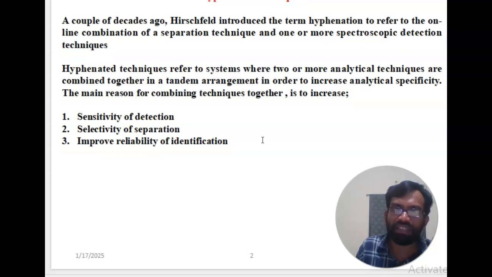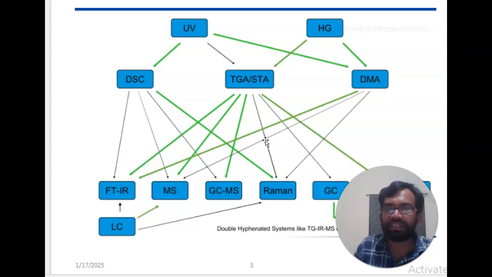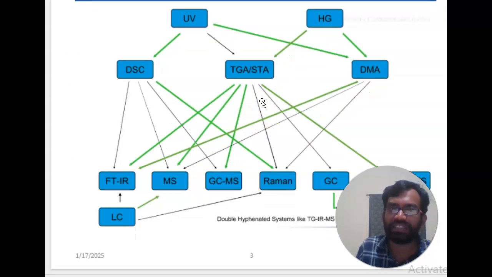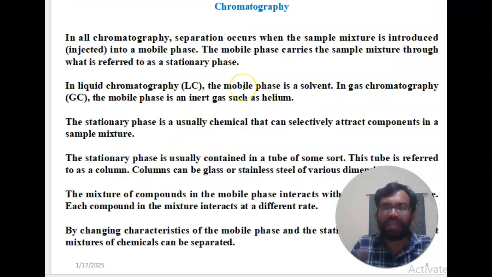Then we can look at some hyphenated techniques. You can see here UV spectroscopy combined with DSC, and DSC combined with FTIR, LCMS, GCMS, Raman spectroscopy, TGA, STA, DMA and HPLC. These are a few examples of hyphenated techniques. Before we discuss ICP mass spectroscopy and hyphenated techniques, note that most of them are based on chromatography.